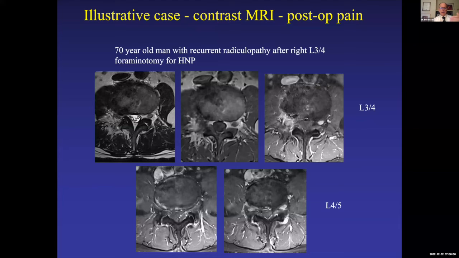So is this an L4 radiculopathy in this patient? Is it a recurrent L3 related to scar? These are the situations that can be helped by using contrast. And I'm still not sure which is his pain generator.